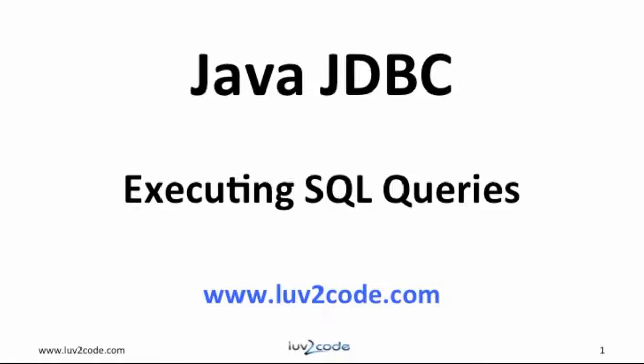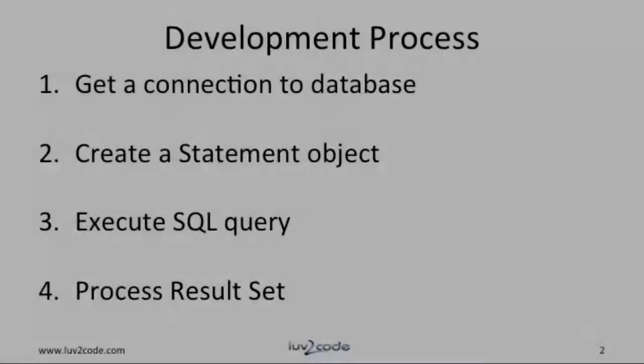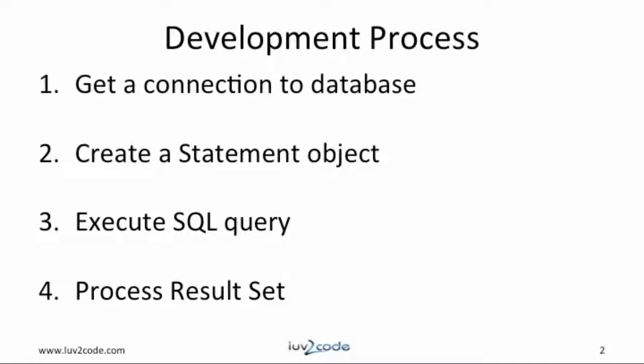In this video, you will learn how to execute SQL queries. This is the development process for a simple query. The first thing we need to do is get a connection to a database. Then we need to create a statement object. Next, we'll execute a SQL query, and then finally, we'll process the result set. So let's go through each one of these step by step.